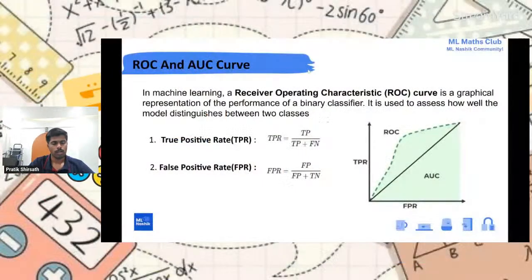Now let us move to the next part. F1 score is done. Now comes the big man, the ROC and AUC curve. What is the ROC and AUC curve? ROC and AUC curves are used in machine learning. The ROC curve, which stands for receiver operating characteristic curve, is a graphical representation of the performance of a binary classifier.